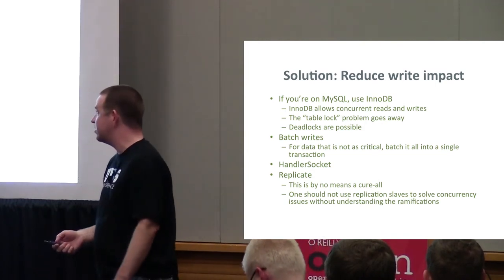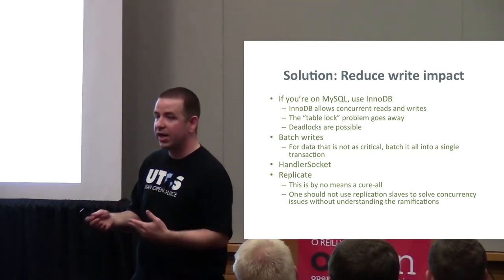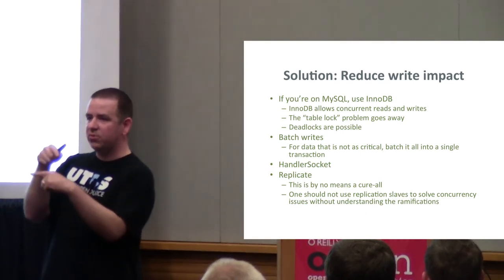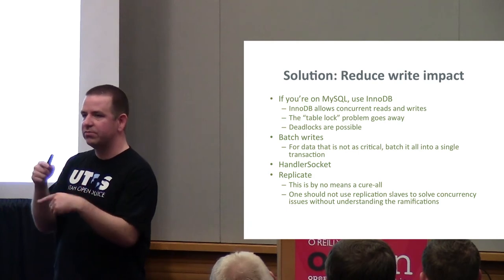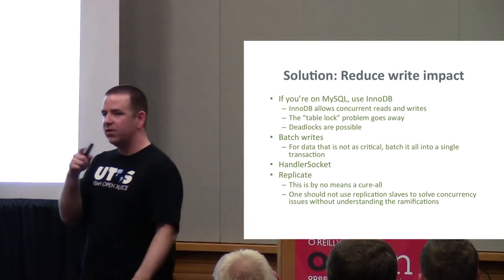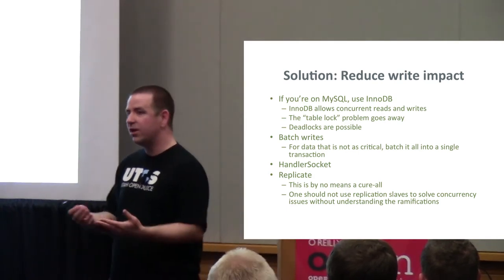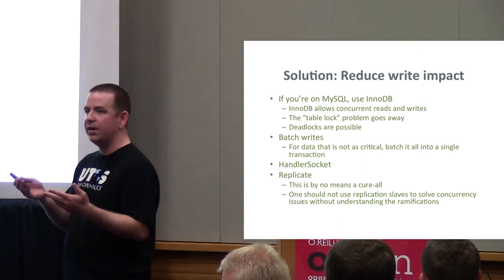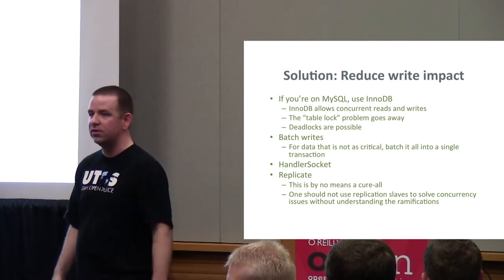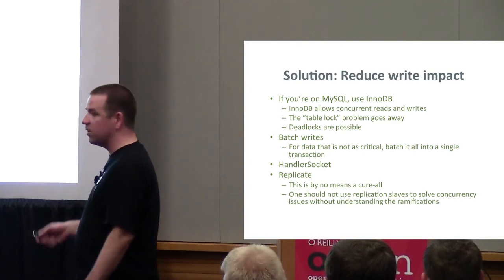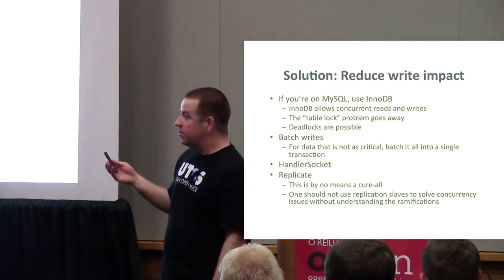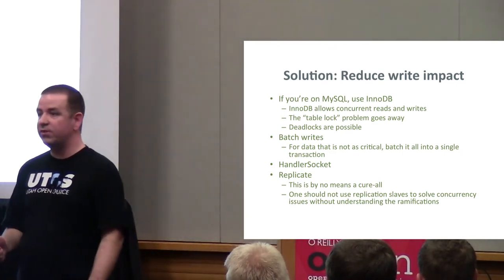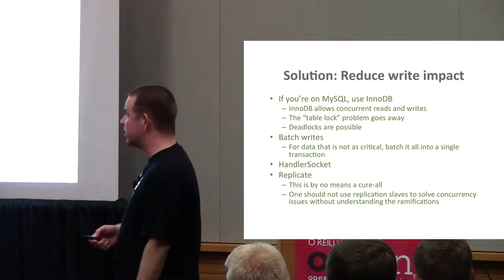You don't have table locks. You can get deadlocks. If two queries are dependent on each other, you have a circular dependency, it tries to detect that, and it eventually just times out if it's still waiting to acquire a lock. So it's possible, but it's a lot more efficient and a lot more scalable.